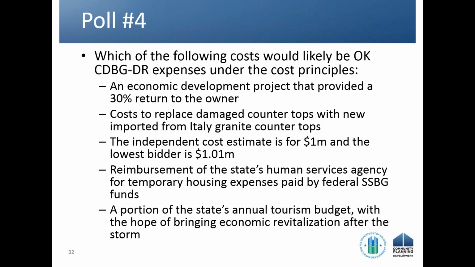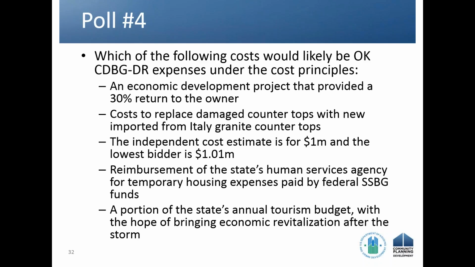The next one is the annual tourism budget, and this is one we've actually gotten a lot of questions about. If you looked at the Sandy appropriations and the Sandy waivers, you will have seen that a couple of grantees got specific waivers to pay for tourism. Those were costs for specific campaigns in particular storm-damaged areas, with the idea of economic revitalization of those areas. It's not the "come to our state" campaign. It's not a part of the state's tourism budget in general. They were particular campaigns related to the revitalization of damaged areas.